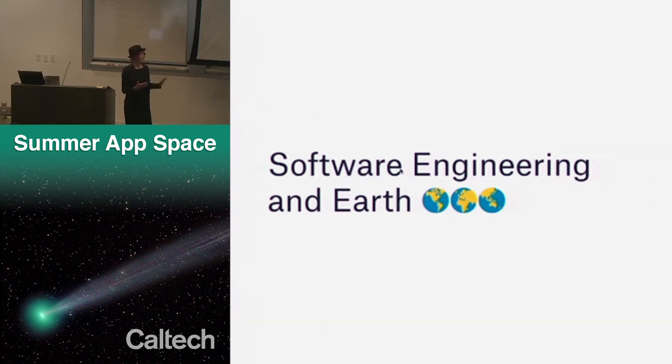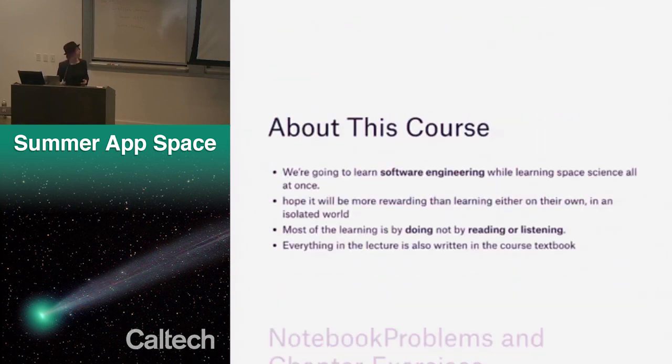And that is to say that space sciences also includes Earth. Earth is a planet. And one of our projects is going to be Earth-based and climate science-based in terms of our last 2 weeks. Okay, so in this course, we're going to learn software engineering while learning space sciences all at the same time. I hope that it'll be a little more fun than just kind of studying programming on its own, because really where programming gets exciting is when you actually get to apply it to something.